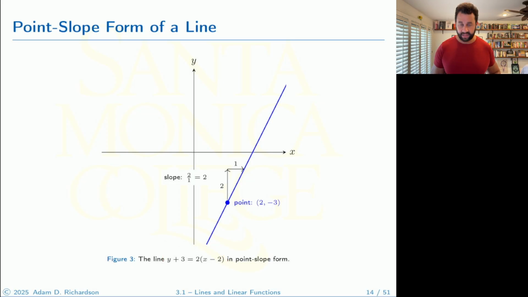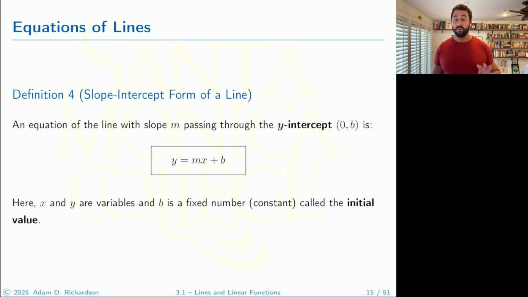You're good. Okay, now let's talk about one that you're probably more familiar with, slope-intercept form of a line. So let's start with this. An equation of the line with slope m passing through the y-intercept 0, comma b is given by this equation here. Now, in this case, x and y are variables again, and b is a fixed number called the initial value. m is also a fixed number, that's the slope, right? But the difference now is b is kind of a special number. It's what we call the initial value of the linear function, which we'll talk about in a minute.